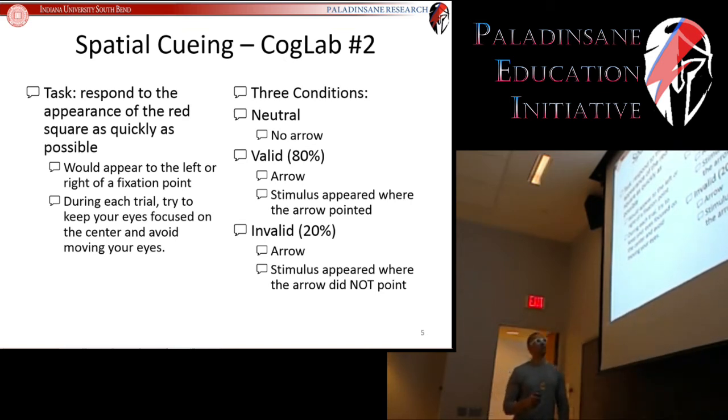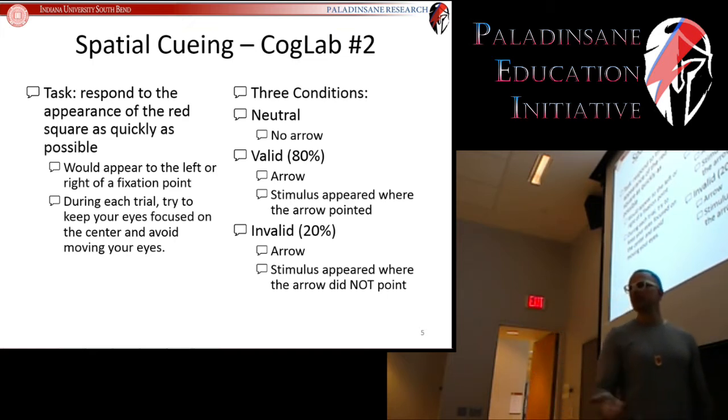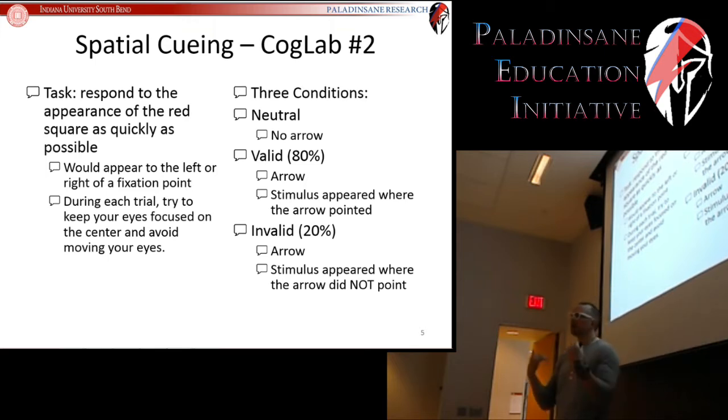And then the invalid condition occurred only 20% of the time. Sorry, I misspoke. The valid condition occurred 80% of the time. So it was always truthful, but the valid condition occurred 80% of the time. The invalid condition, always lying, but it occurred 20% of the time. And the reason they did this is so that you would not disregard the arrow. So 80% of the time, the arrow was telling you the right direction. So in general, it's a good idea to listen to the arrow, but every once in a while, 1 out of every 5 trials, it was a bad idea to listen to the arrow.